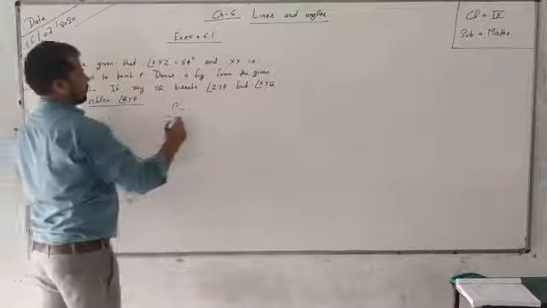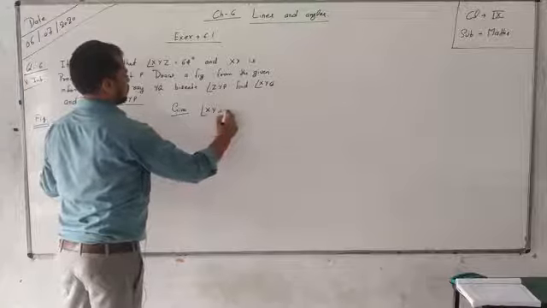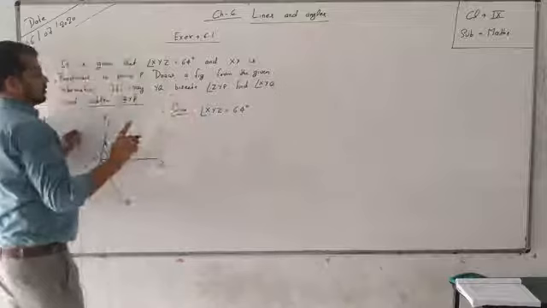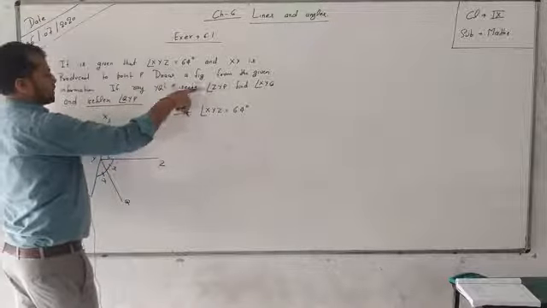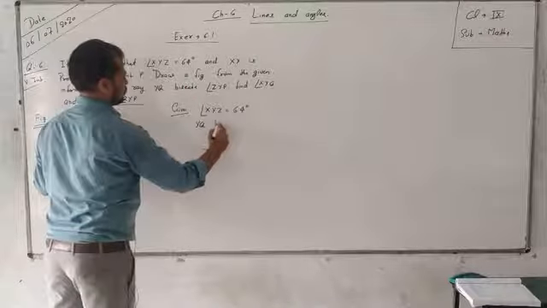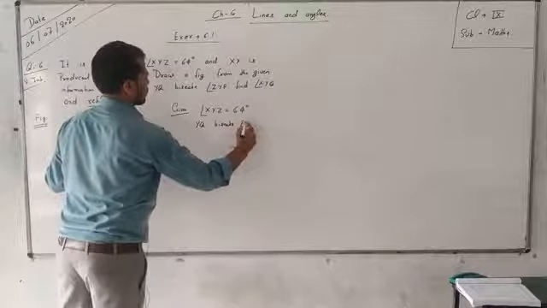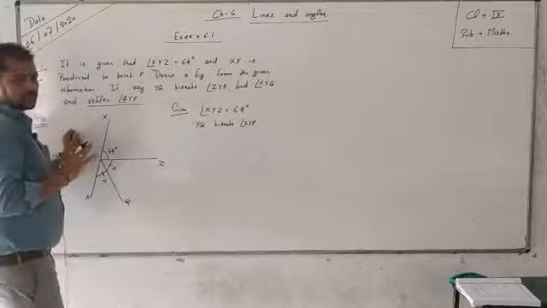Given, first thing is given, angle XYZ is equal to 64 degrees. And second thing is given that YQ bisects angle ZYP. These two things are given.